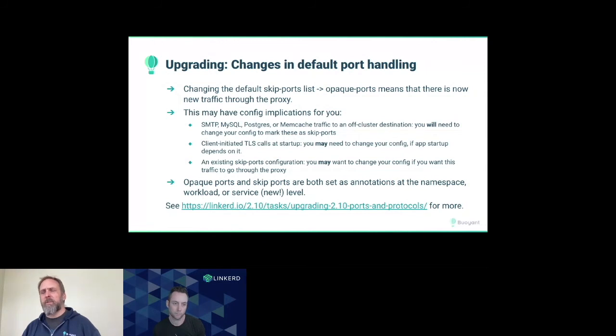I should have said this in the first section: just like with skip ports, opaque ports annotations can be set at the namespace, at the workload, and I think at the service level. I think service is new at 2.10. So if you didn't get all that, don't worry. It's all in the upgrade doc, which points to the upgrading guide that we wrote. But just know, especially if you have off-cluster calls to SMTP, MySQL, Postgres, Memcache, or if you have startup calls to third parties off-cluster using HTTPS, you may have to change something.